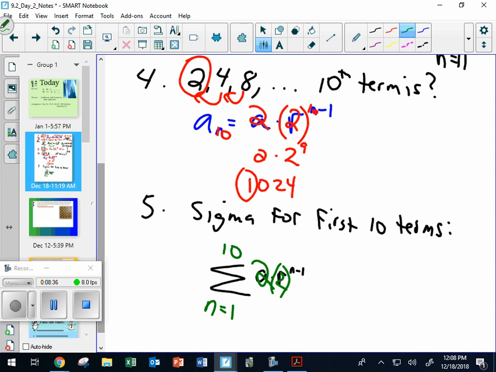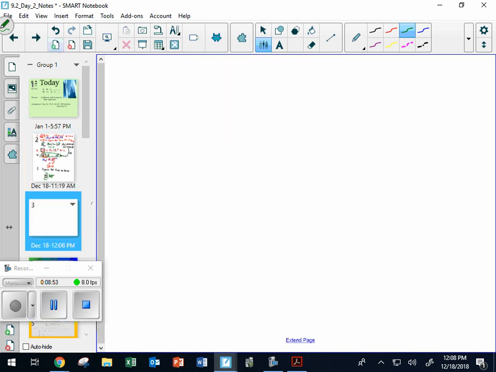I just get to tell you how to actually add up the first 10 terms of this without having to find all 10 terms and add them all together. There's an app for that. There's a formula for that. And this is one of my favorite math history stories.